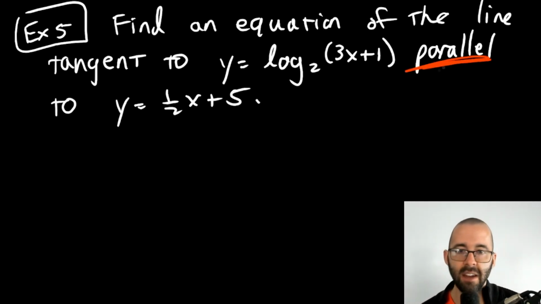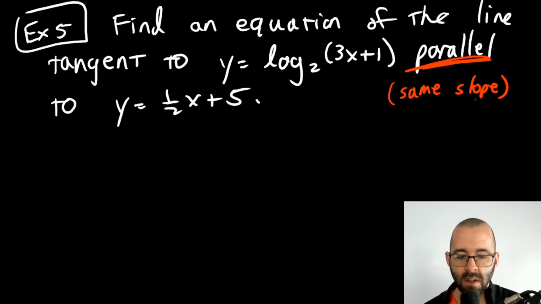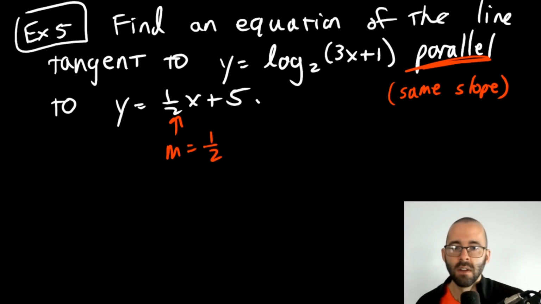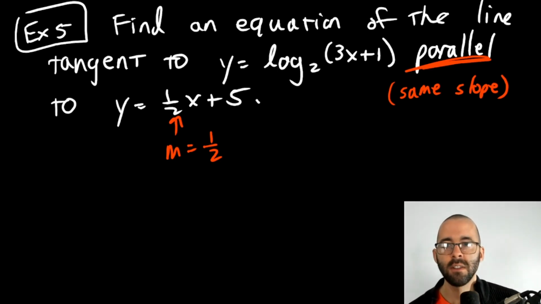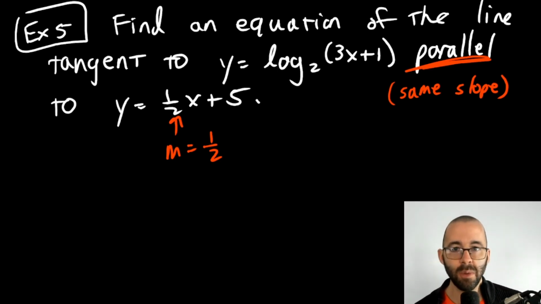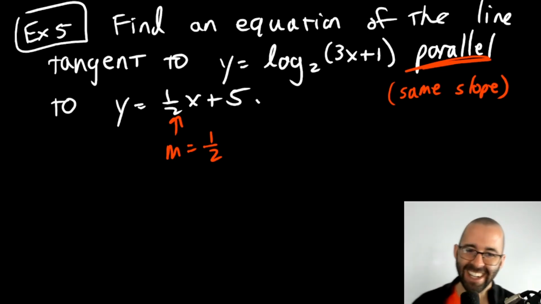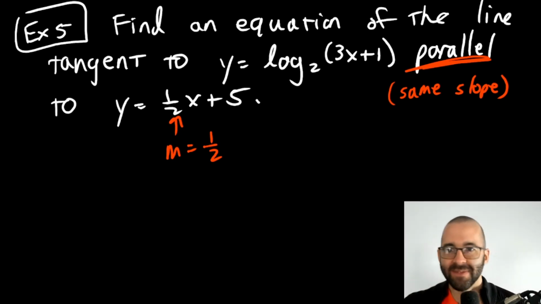So right off the bat, parallel means same slope. So the slope of our tangent line has to have this slope. The slope of the tangent line is the derivative, so the derivative has to have this slope. I slightly changed this problem. I made it a little harder, but it's okay.